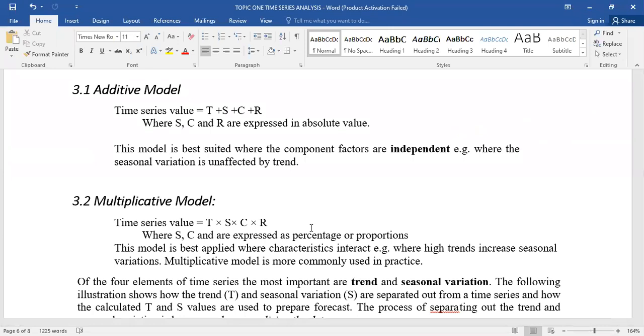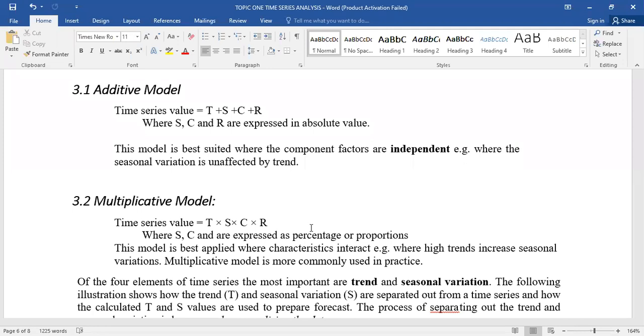Now, we have this model and it has to be quantified into two: the additive and the multiplicative. Now the additive model will suit us when the components are independent or where the seasonal variation is not affected by the trend. So you can see what is happening. We are adding all of them.